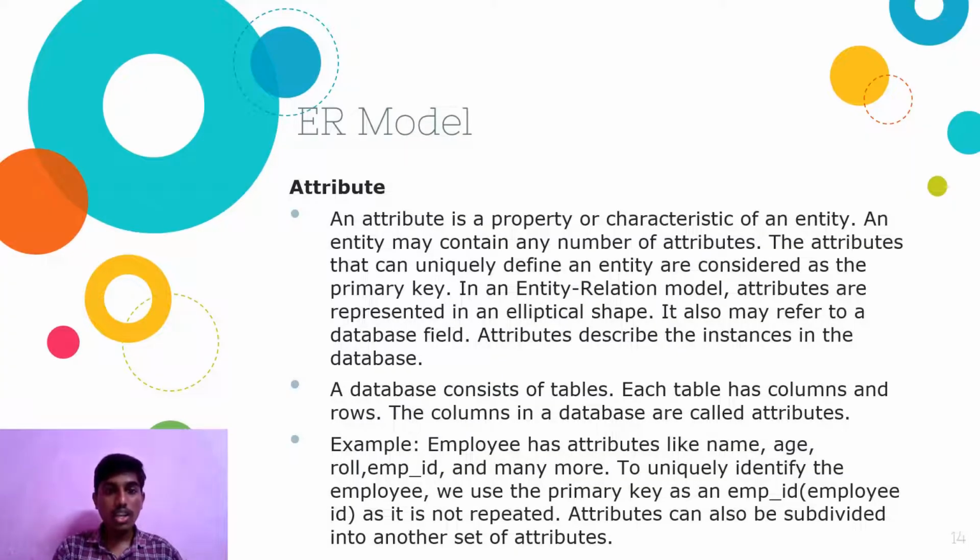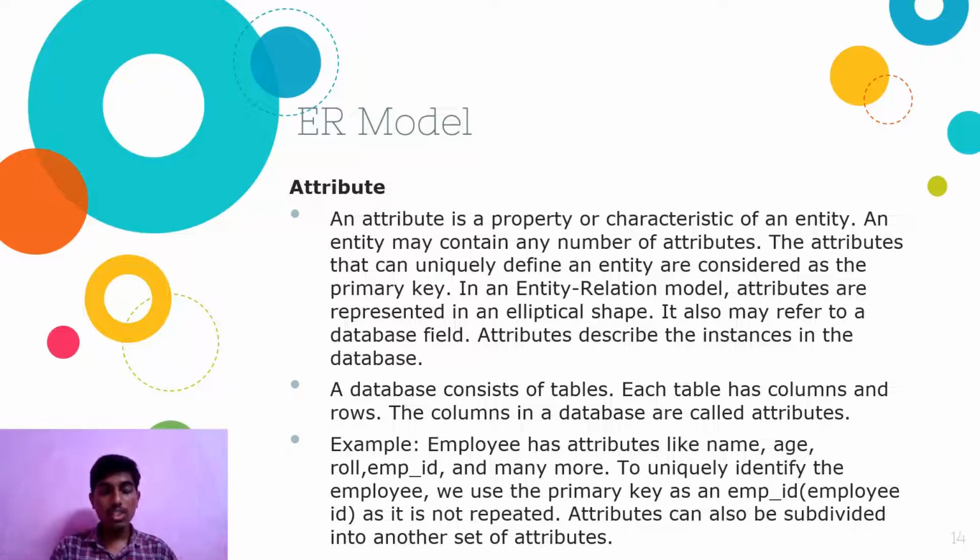So attributes: an attribute is a property or characteristic of an entity. An entity may contain any number of attributes. The attributes that can uniquely define an entity are considered as a primary key. In an entity relationship model, attributes are represented in an elliptical shape. It also may refer to a database field. Attributes describe the instance in the database.